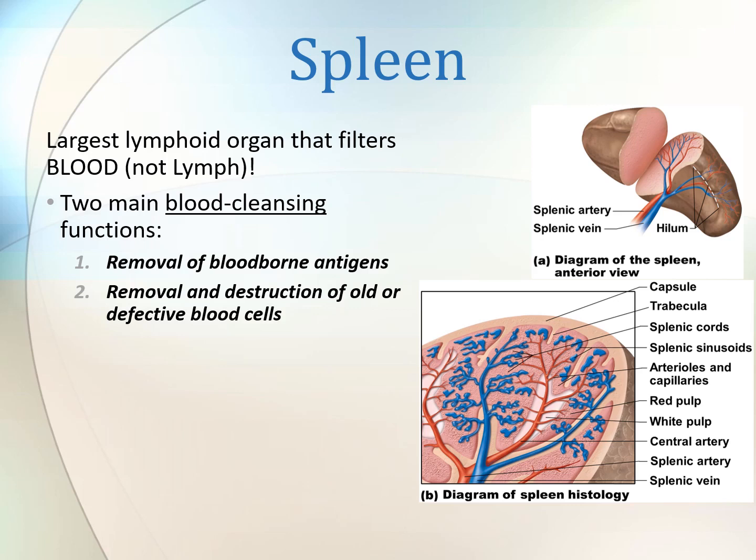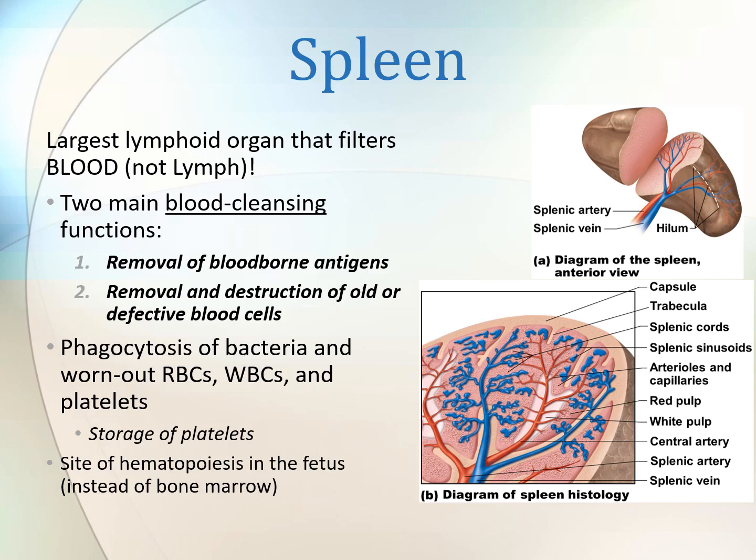Any sort of pathogen that has gotten into the bloodstream is going to be picked up in the spleen. Okay, so any sort of bloodborne antigen that gets to the spleen, it's going to get picked up there. But it also does something else. Not only does it take care of bloodborne pathogens, it also removes and destroys old or defective blood cells. So red blood cells, white blood cells, whatever that may be.